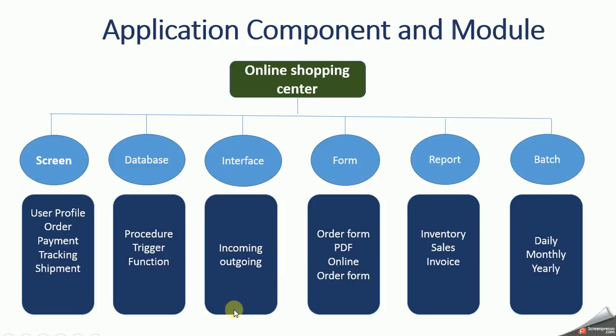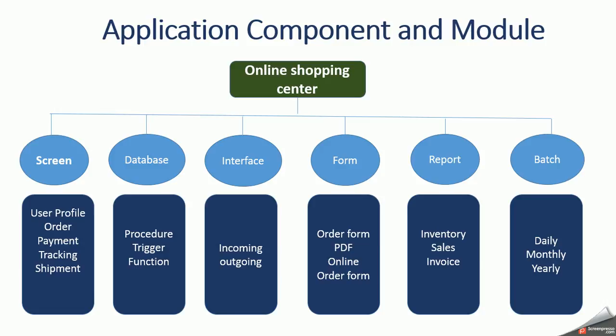So as you see here, when the interface works, when they want to send some information to a third party system, or bring some information or check the credit, they need a third party or the payment gateway. There are a lot of things involved in one application. In addition, the form is the same. So order form like PDF format, online form, order form like inventory.